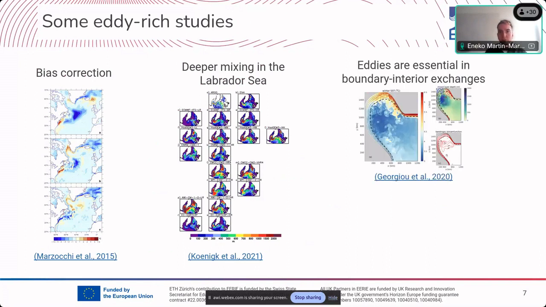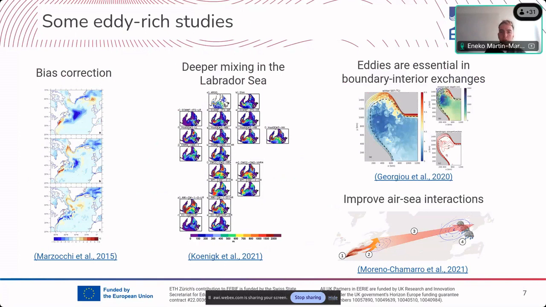So not everything could be good. We have this paper also from Sortiria Georgiou, where she used a regional ocean model for the Labrador Sea, and they saw that eddies are really important in the interchange of interior and boundary water masses in this sea, which is also very important for the deep water mixing.